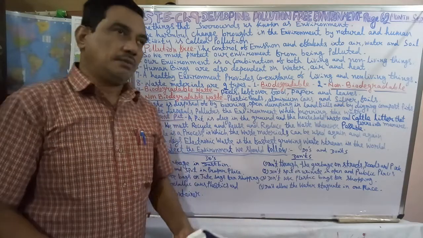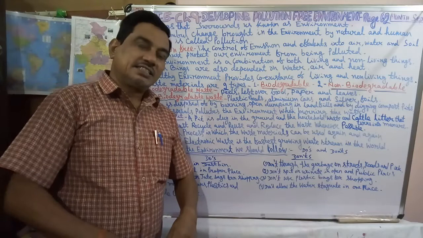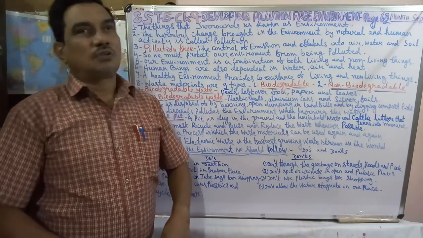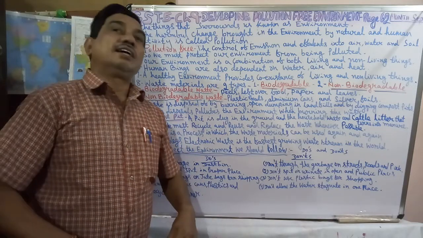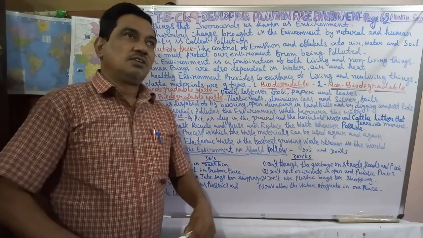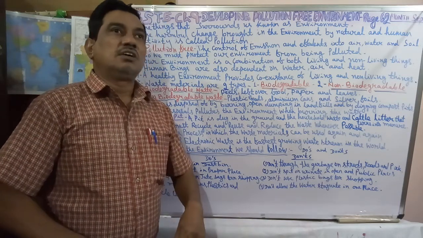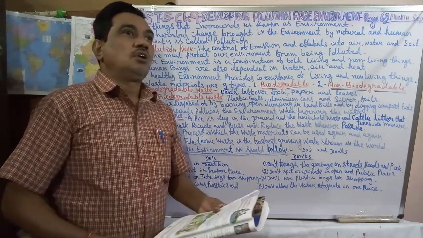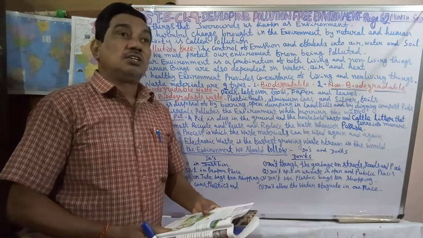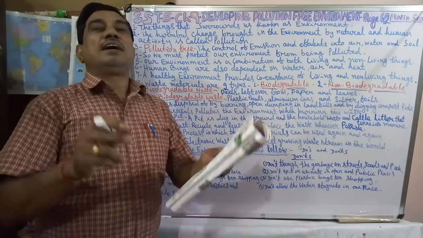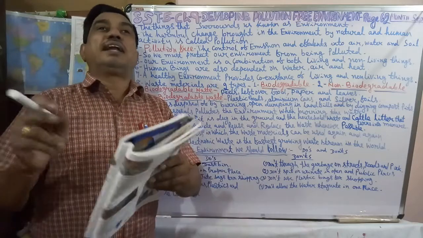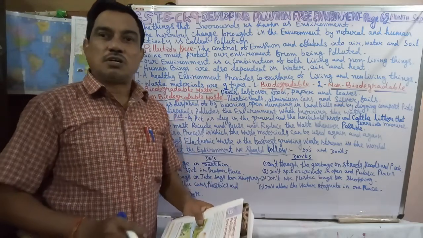First, what is environment? The things that surround us are known as environment. The harmful change brought to the environment by natural or human activity is called pollution.